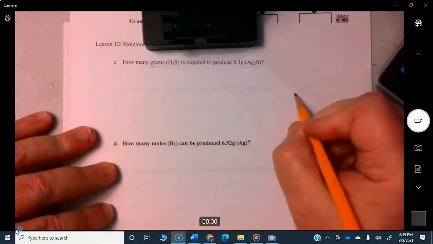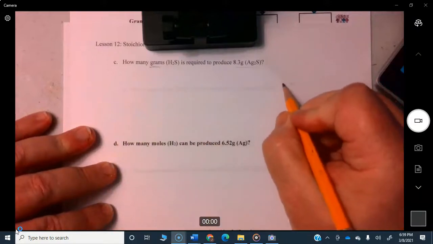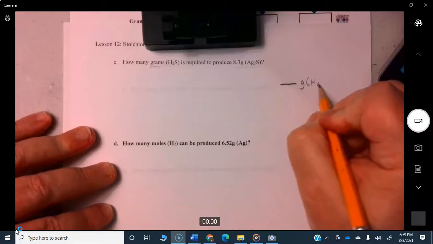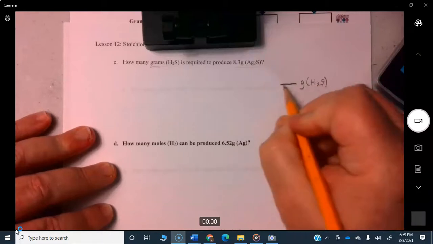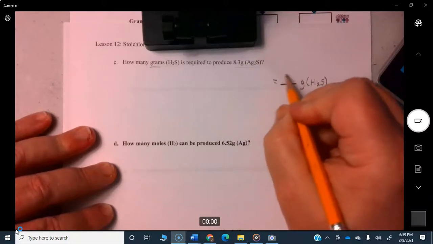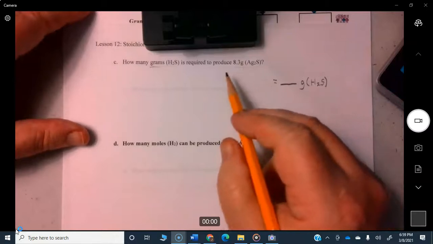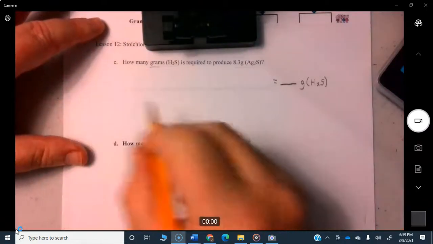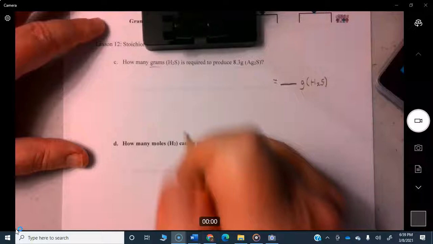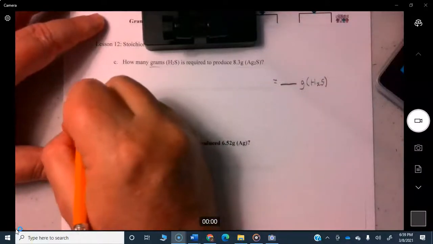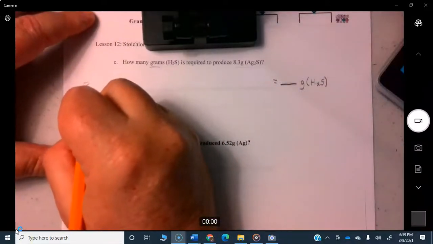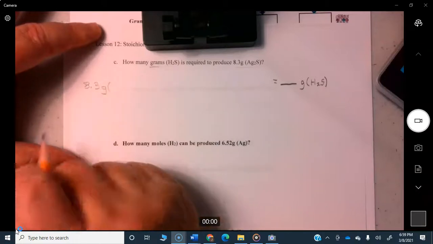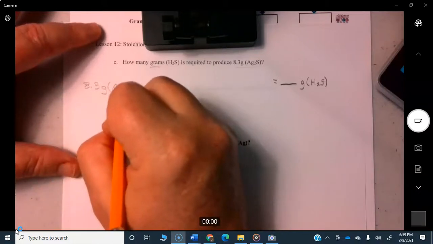Grams of H2S, so way over here. Grams. So that's where your final answer is going to go. And way over here on the left is what you know. And this is going to be 3 conversions. So I should have even put that even closer to the edge. You're going to need every bit of space you can get on your page. So it's 8.3 grams of Ag2S.